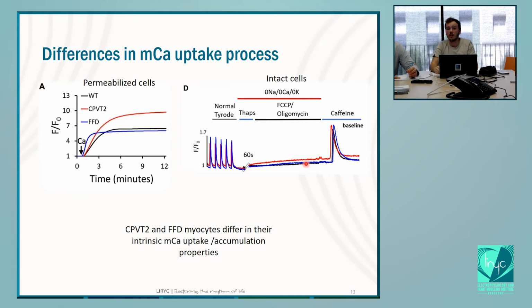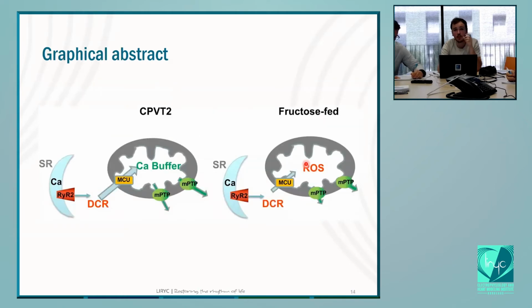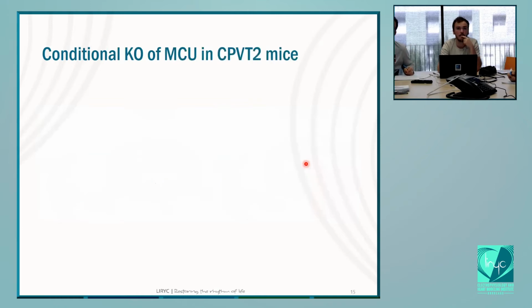So they've concluded that CPVT2 and FFD myocytes differ in the intrinsic mitochondrial calcium uptake and accumulation properties. So here they've played with the MCU through pharmacological inhibitors, and now they are going to knock it out.